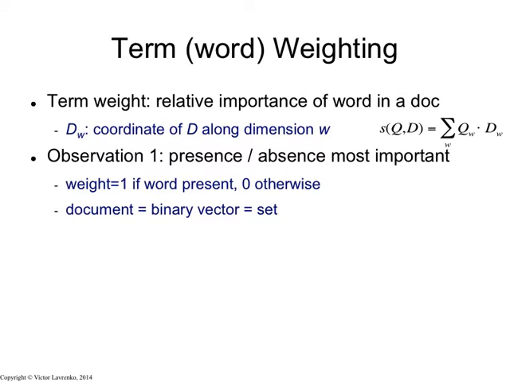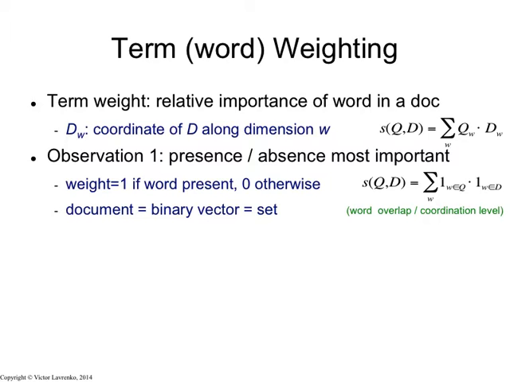So the simplest way you could set both Q and D is to set them to binary. You could say, if the word is present in the document, then the value is 1, and it doesn't matter how many times it's present or how long the document is. It's 1 if it's present, 0 if it's not. Same for the query. And we've already talked about how, when we do that, our document is a binary vector, and that's the same thing as a set. So when we measure the dot product between two binary vectors, that's the same thing as just the set overlap, or set intersection. That's the way we usually write it out.